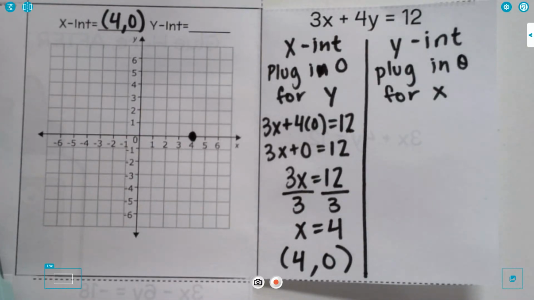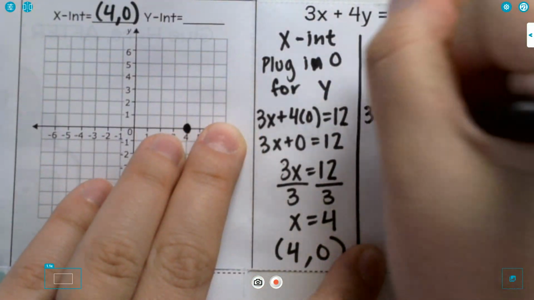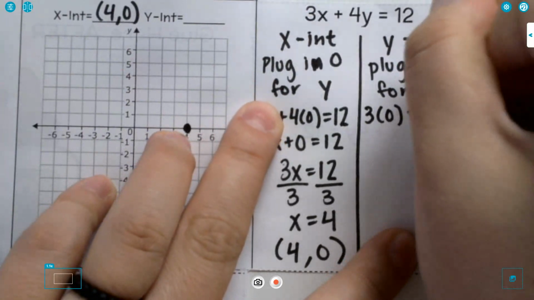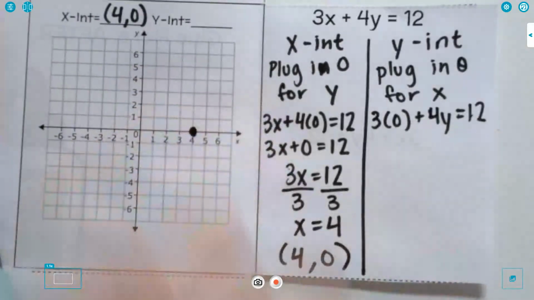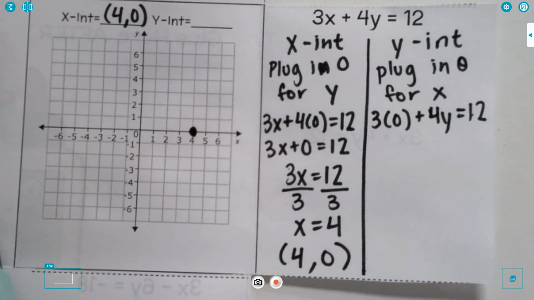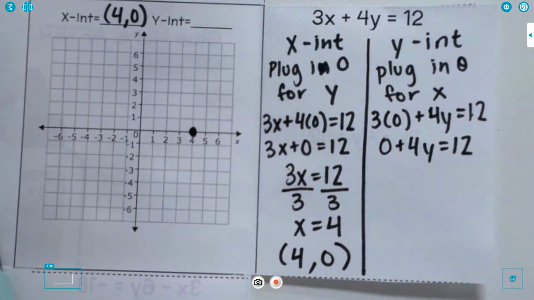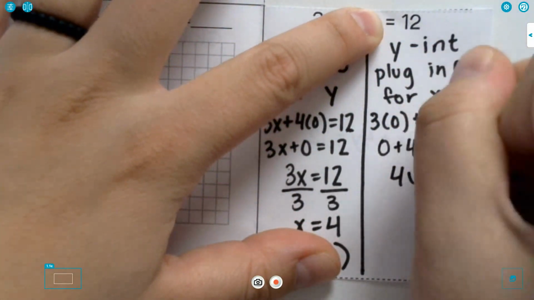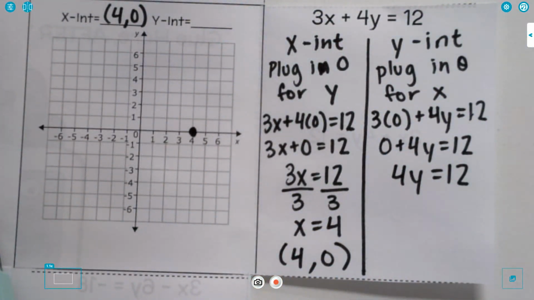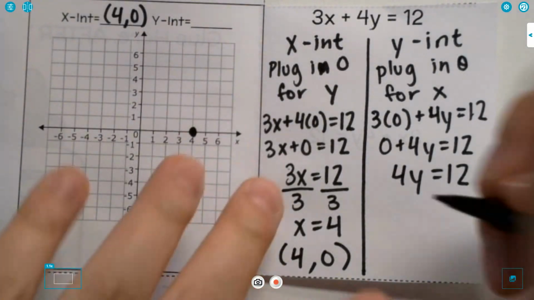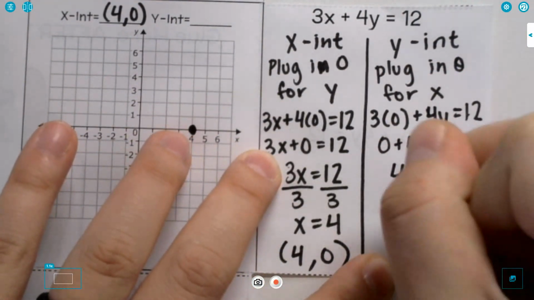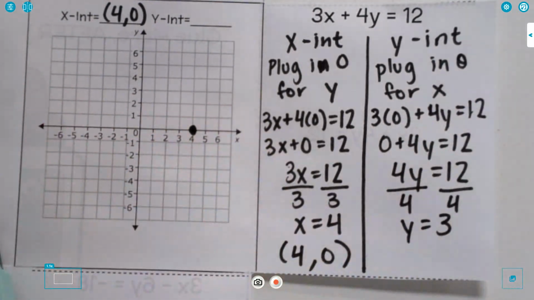Okay, so we'll do 3 times 0, because we're plugging in 0 for x, plus 4y equals 12. Three times 0 is 0. We got 0 plus 4y equals 12. Zero plus 4y is just 4y. So it's just 4y equals 12. And then we divide by 4 on both sides. And we get y equals 3.